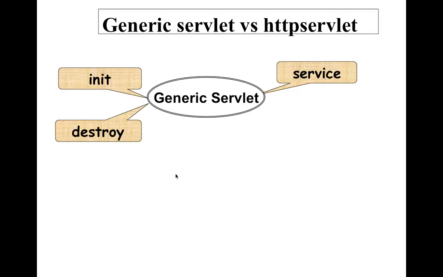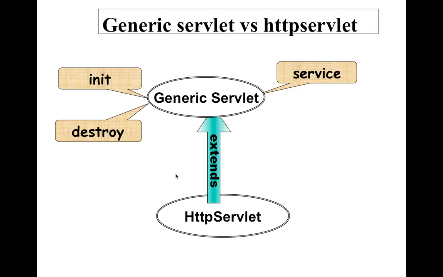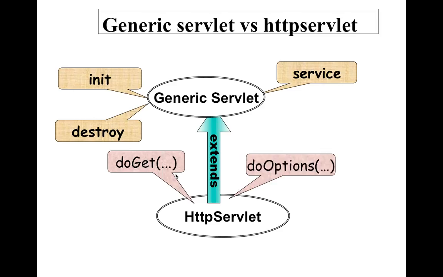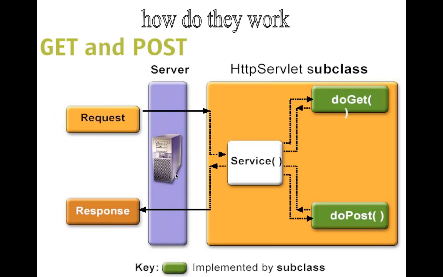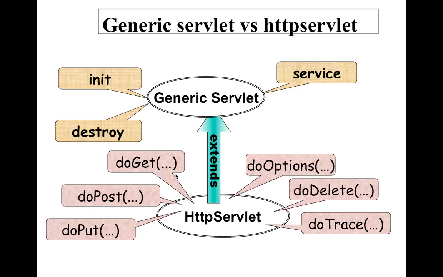Generic servlet has these methods that we know, and HTTP servlet extends this, and has doGet, doPost, doOptions, doPut, doDelete, doTrace. These are all the six methods available in HTTP. The service method is overridden, and based on the kind of HTTP request that you send, one of these methods gets invoked.